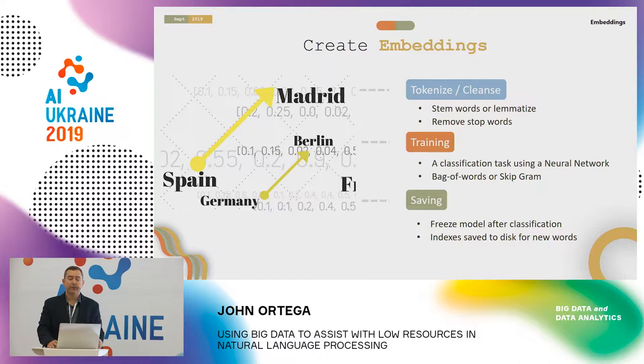Then we use what's known as a bag of words technique to classify a set of words, typically subsegments of sentences. The classification technique will create the embeddings as a byproduct of training the model. The actual model can be thrown away. What's needed are the vectors that are later used during the deep learning phase. Lastly, we save those vectors and provide an indexing mechanism so that they can be used by other models.